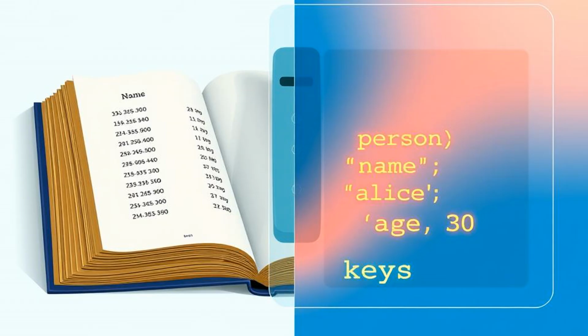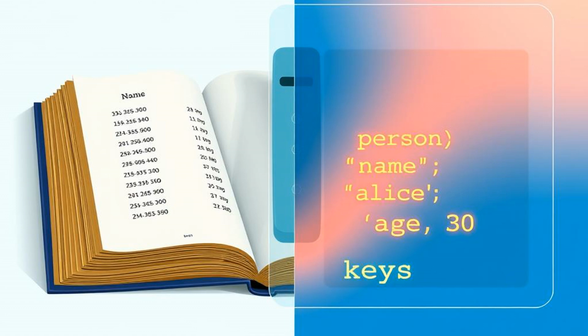Shifting gears, let's explore dictionaries. While lists are great for ordered sequences, what if you need to store data that has a descriptive label rather than just an index? Imagine a phone book. You don't look up a person by their page number or index, you look them up by their name. This is where dictionaries shine.